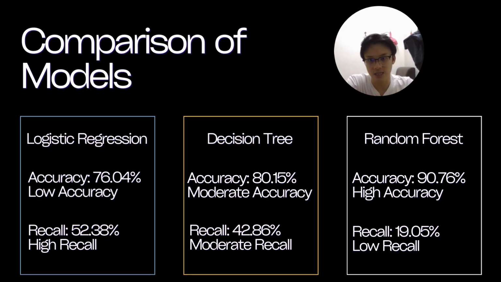This comparison highlights that higher accuracy does not necessarily indicate better churn prediction performance. From a business perspective, logistic regression may be more suitable for churn analysis despite its lower accuracy, as it identifies a larger proportion of churn customers.